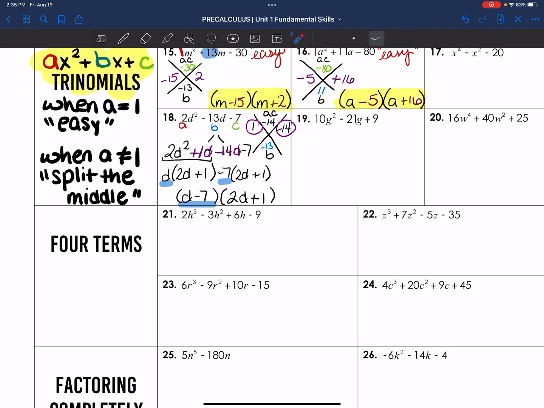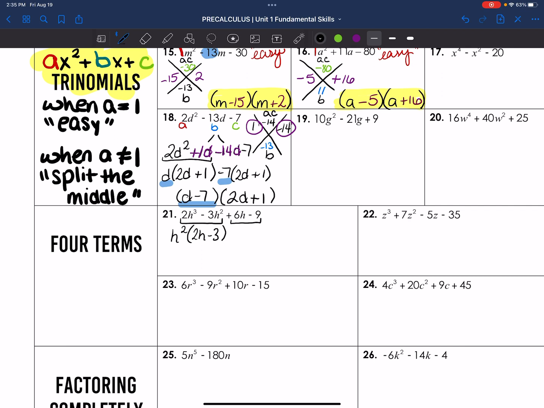Now, that leads us into 4-term polynomials. How do you factor those? Well, like we just did, if you've got 4 terms, group them up. Group up the first 2 and the last 2. From this first grouping, what would be our GCF? From that first grouping, we have an h squared as our GCF, and inside would be left a 2h minus 3.